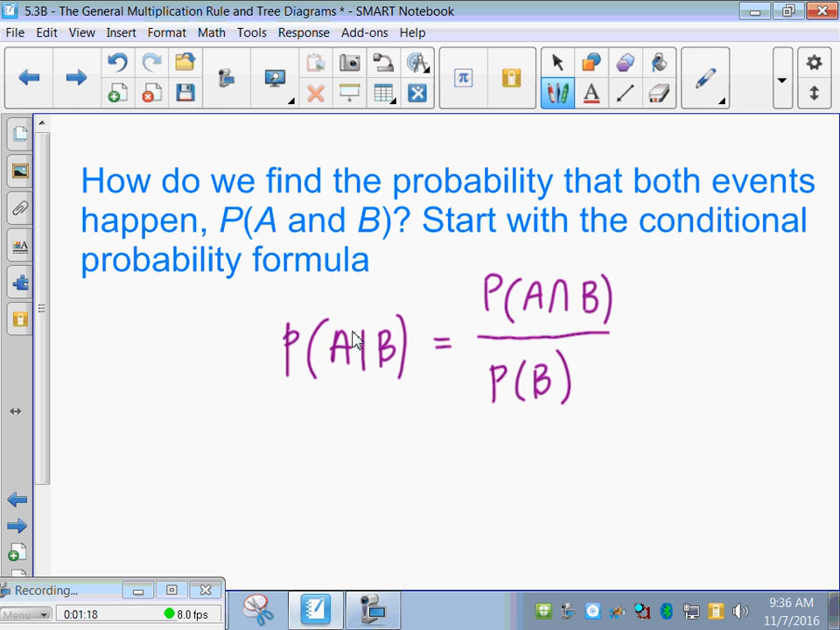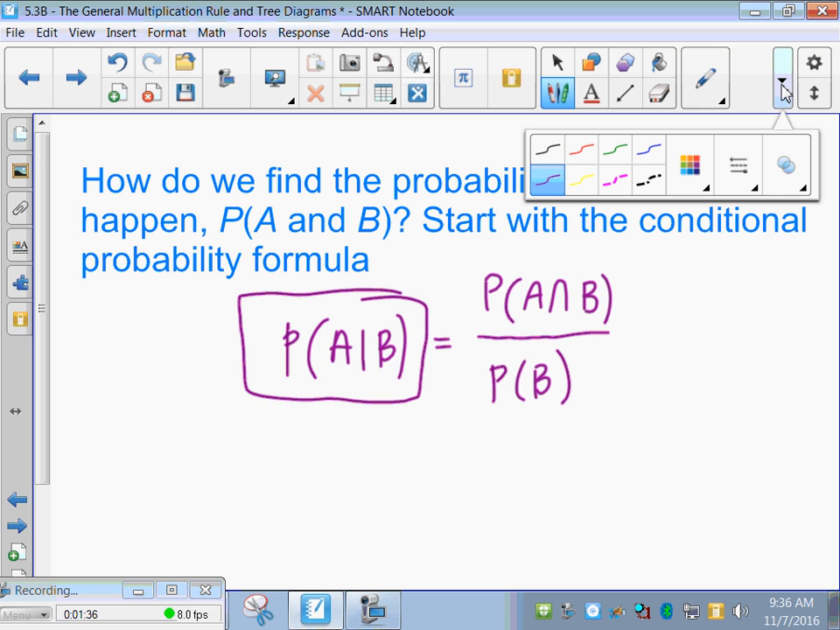Okay? How do we read this piece right here? Raise your hand if you remember how to read this. Maddie. Already happened, right? What's the probability that A happens given that B already happened?